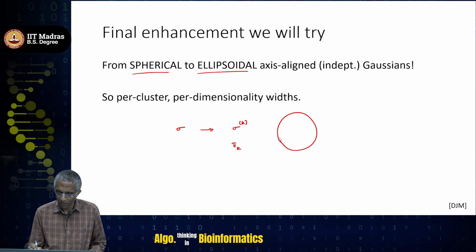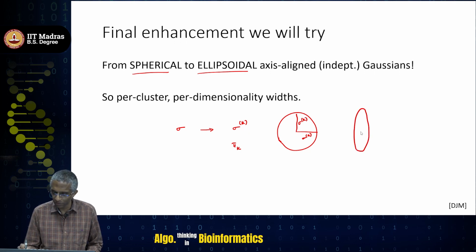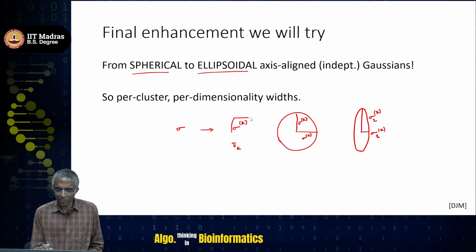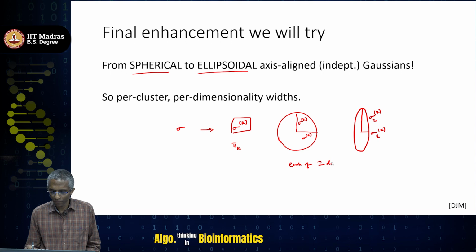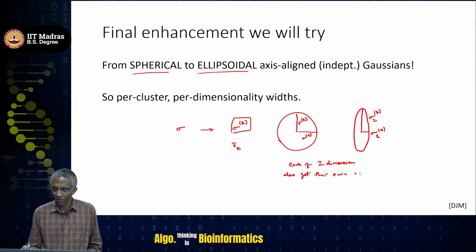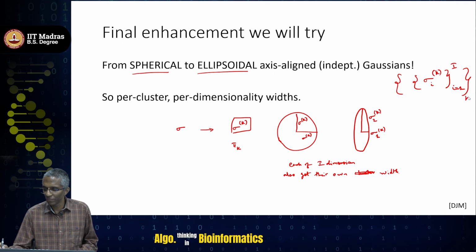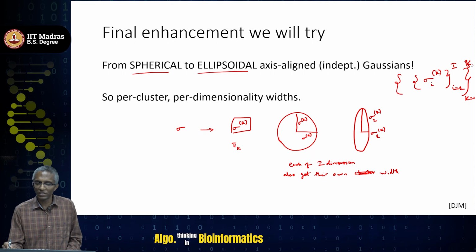So instead of having a circle where both this and this are sigma of k, I want to allow ellipsoidal Gaussians where this may be sigma of k1 along the first dimension, and this is longer than the first dimension, and this is sigma k with respect to 2. Okay. So it's not only that each cluster has its own cluster width, but also each of the I dimensions also gets its own width. Okay. So if you have this sigma k of i, where i ranges from 1 to capital I, the dimensions, and k ranges from 1 to capital K, which is the total number of clusters. Okay, each cluster and each dimension gets its own width.